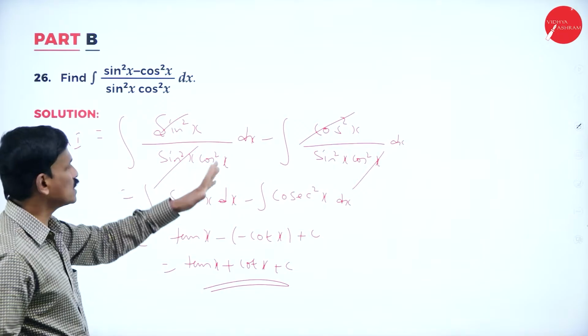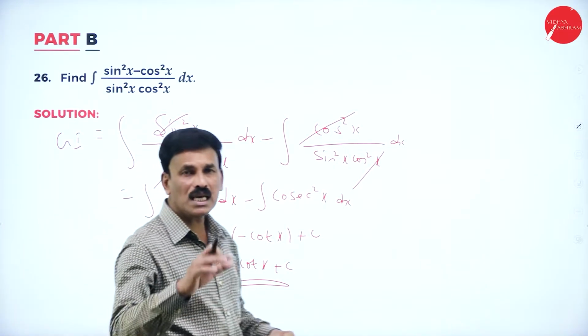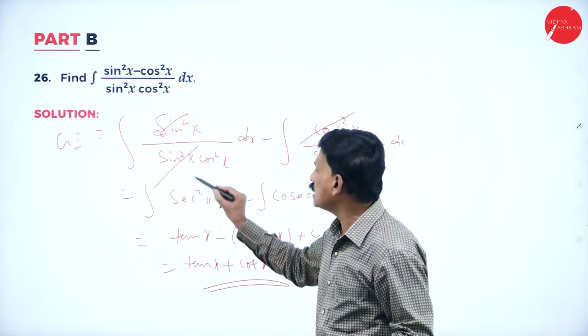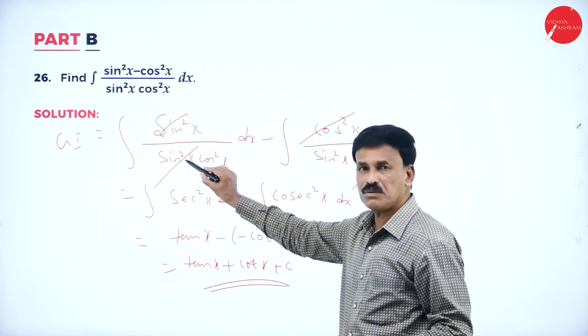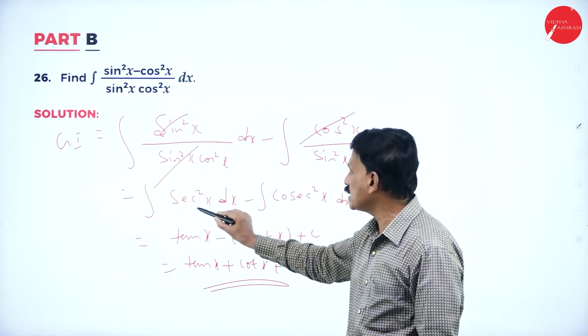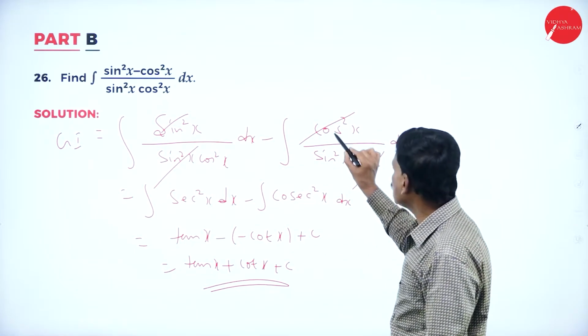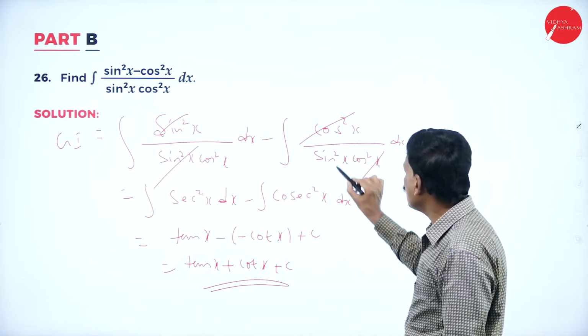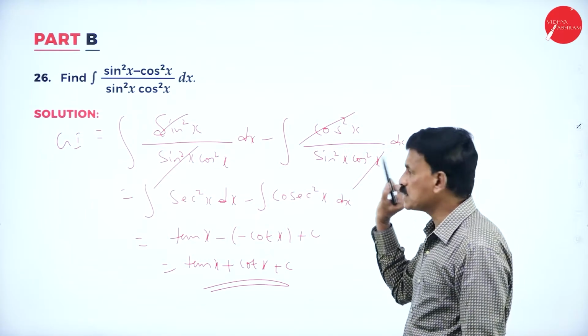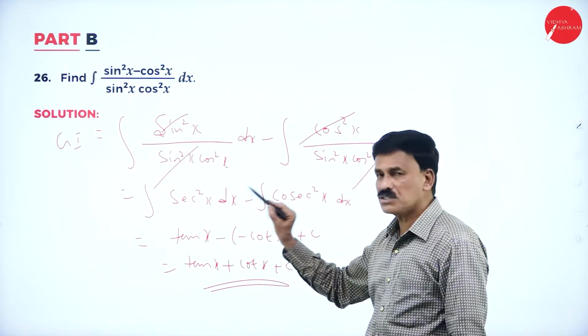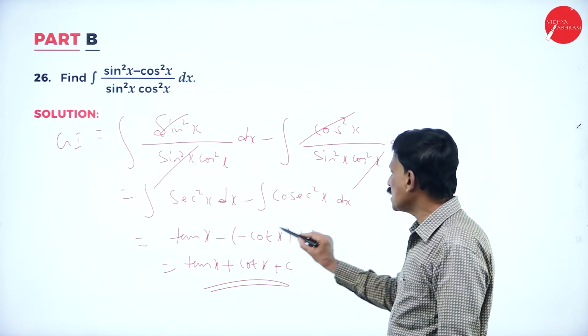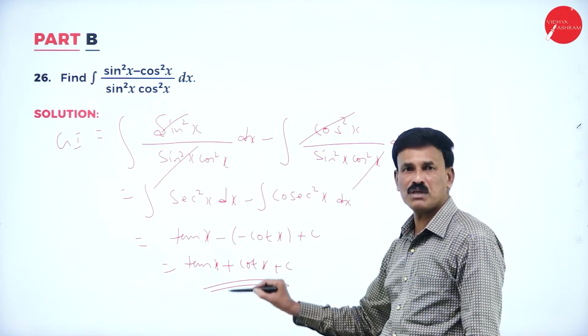Term by term division: sin square by sin square x into cos square x dx minus cos square x divided by sin square into cos square. Just cancel the terms which get cancelled. Here in the numerator sin square and in the denominator sin square gets cancelled. 1 over cos square is secant square, minus cos square and cos square gets cancelled, 1 over sin square is equal to cosecant square. Now the integral of secant square is tan x, the integral of cosecant square is minus cot x. Minus into minus is plus.